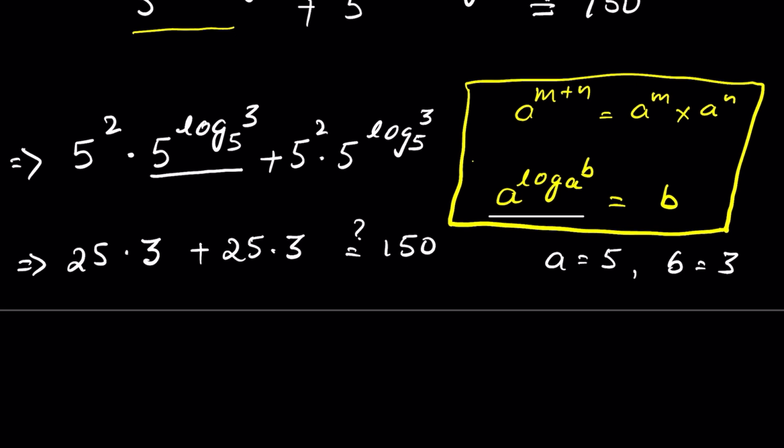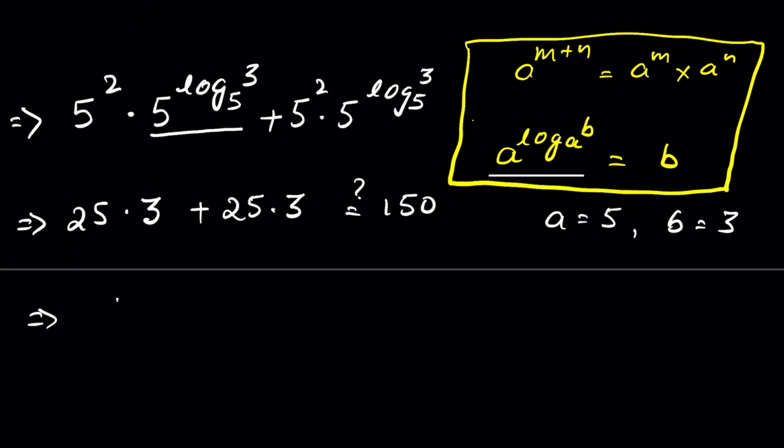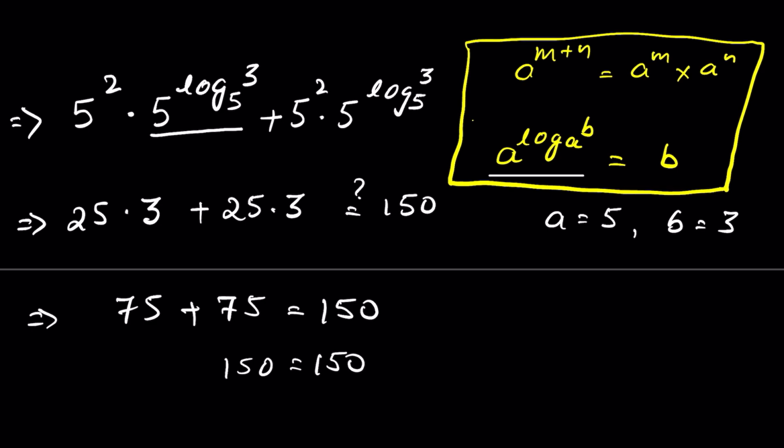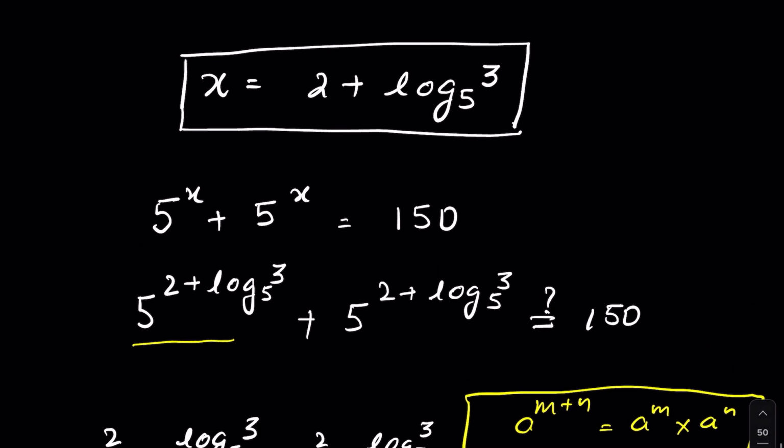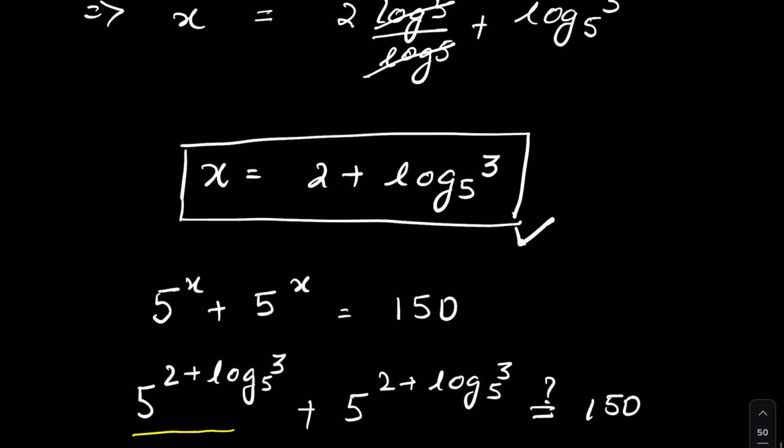We have to check whether it is equal to 150. 75 plus 75 is equal to 150. LHS is equal to RHS. Answer is verified. Therefore, x is equal to 2 plus log 3 with base 5.